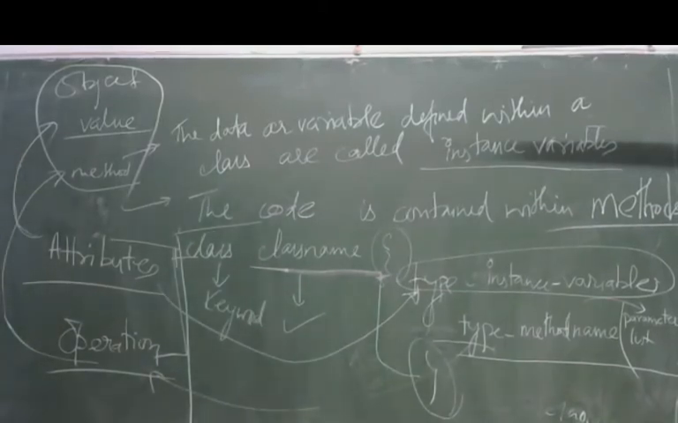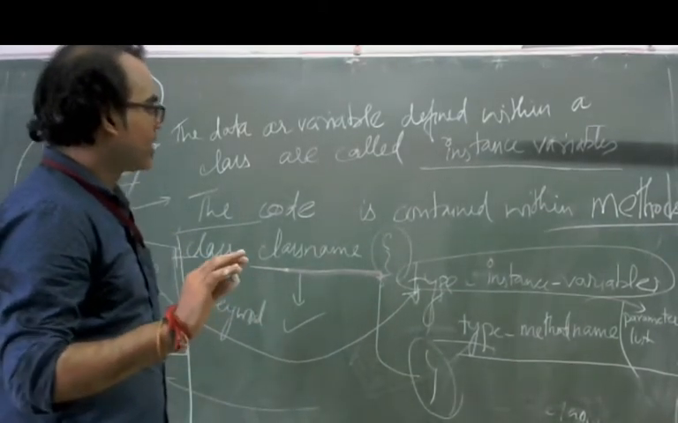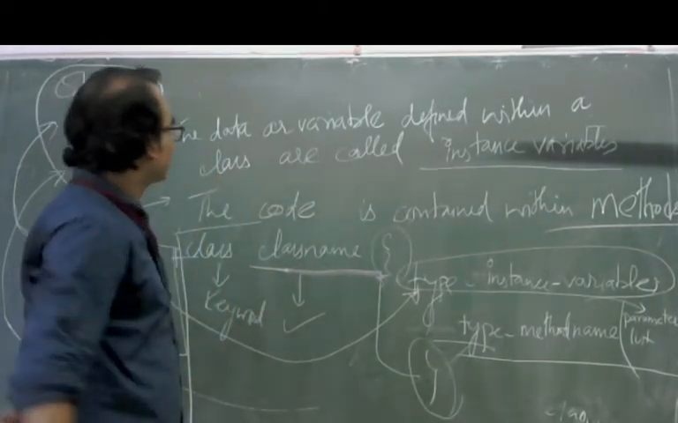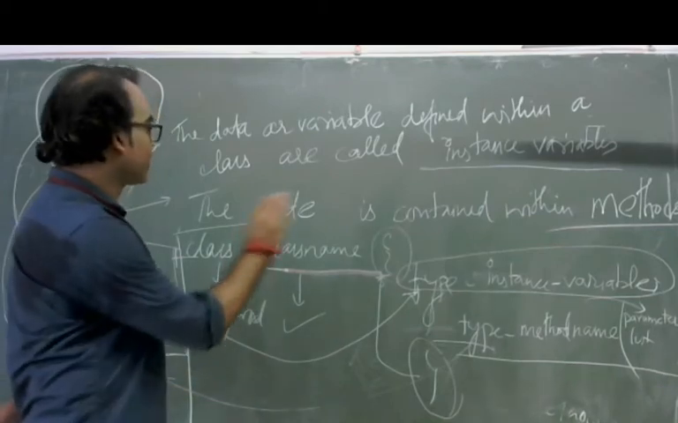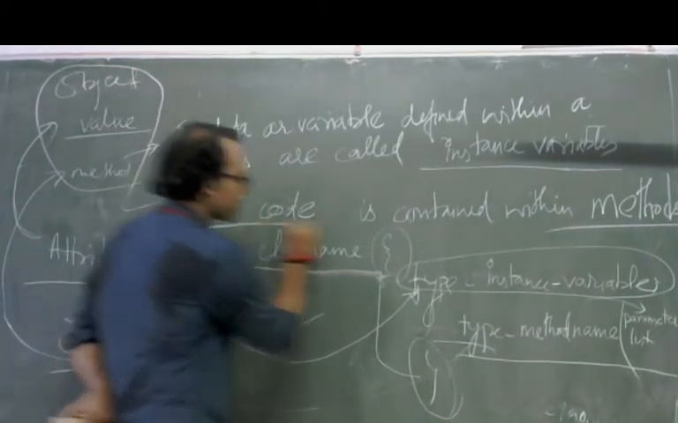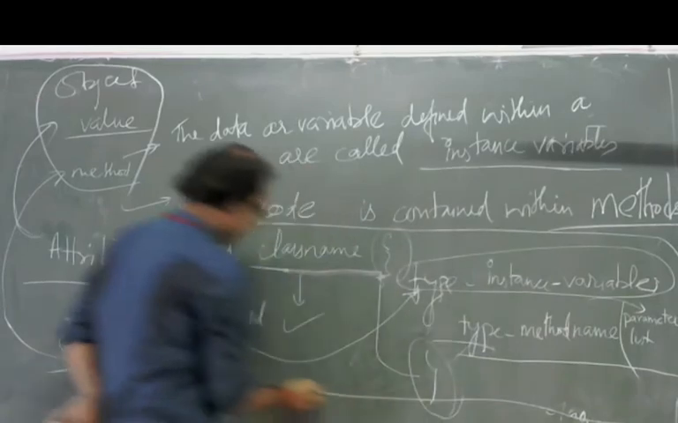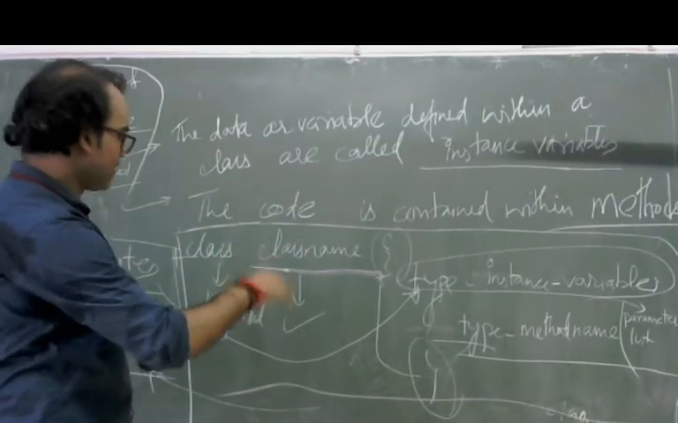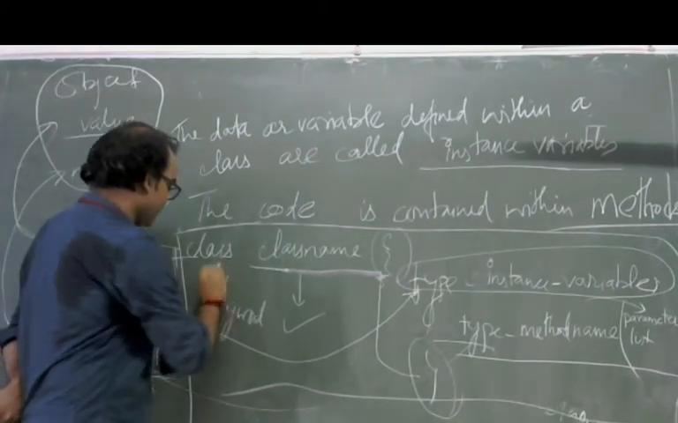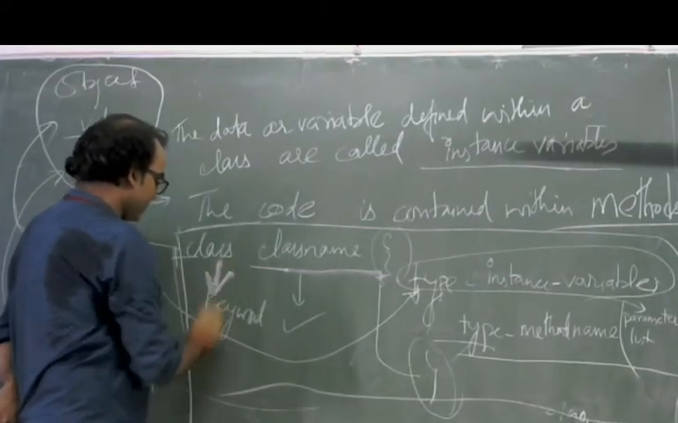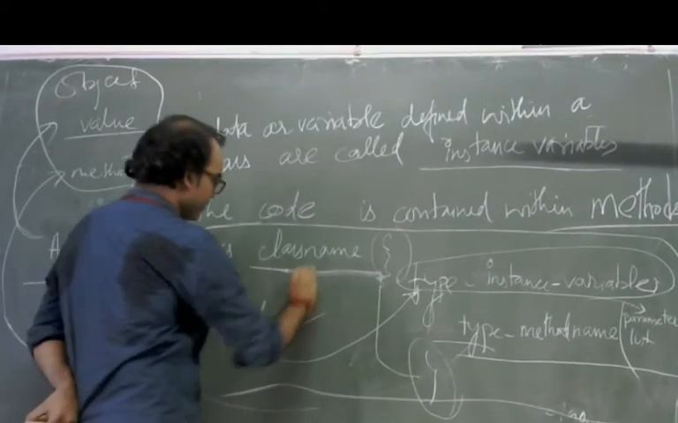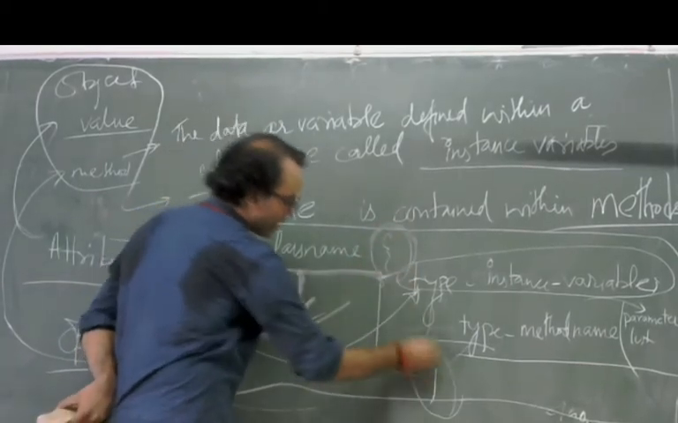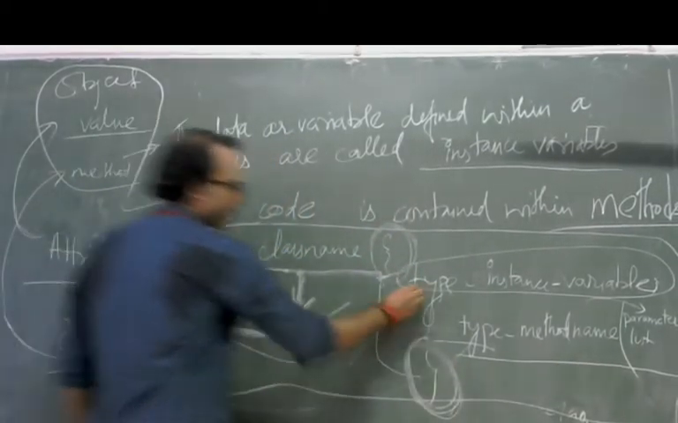So let's understand this in an easy manner. The data or variables defined within a class are called instance variables. The code is contained within the method. This is the class template: class name, type instance variable, type method name, parameter list, and like this. And this is our class keyword, and this is the class name, and this is how it is going to function.